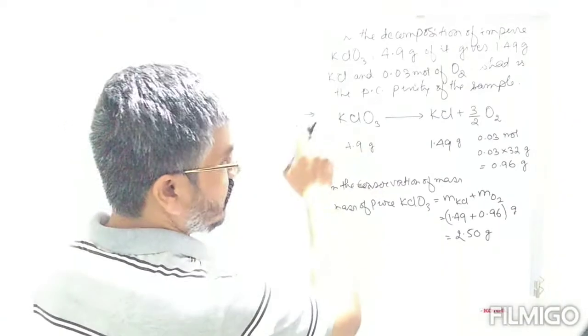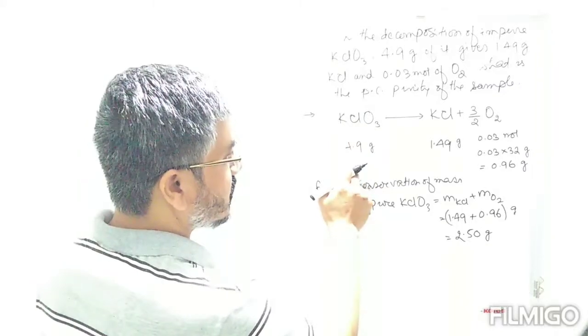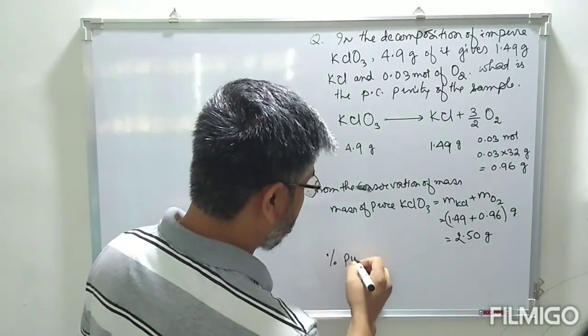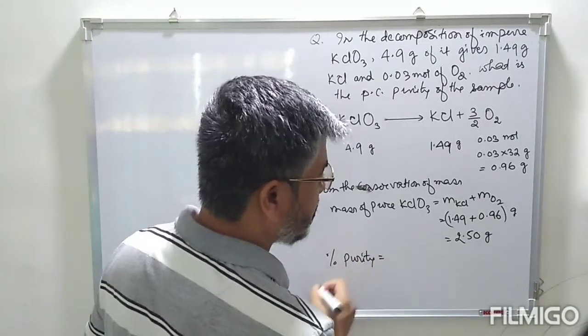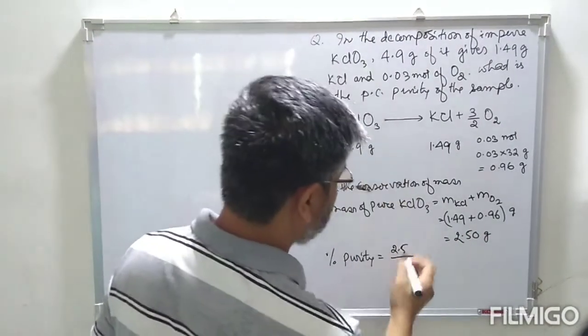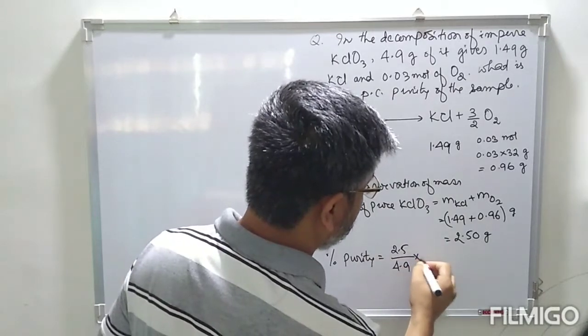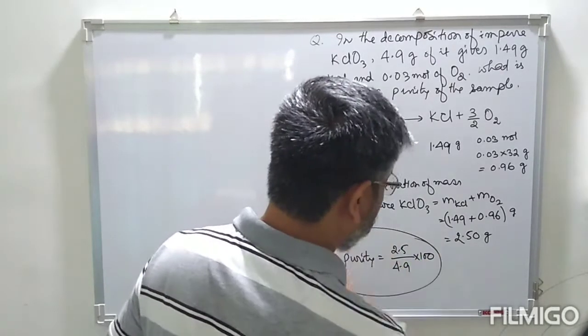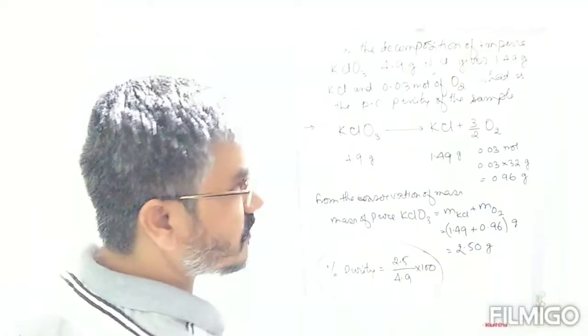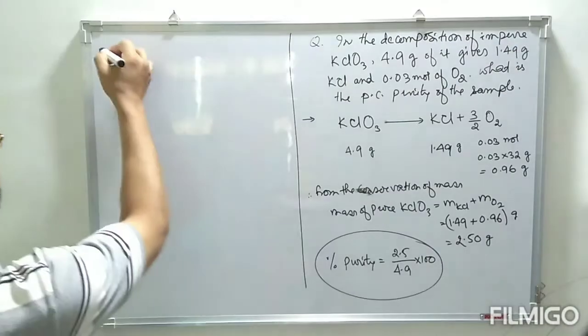Mass of impure sample is 4.9. So therefore, percentage purity of the sample is mass of pure sample divided by mass of impure sample into 100. So this is the percentage purity of the sample. So this is how we apply conservation of mass to define the percentage purity of any given sample.